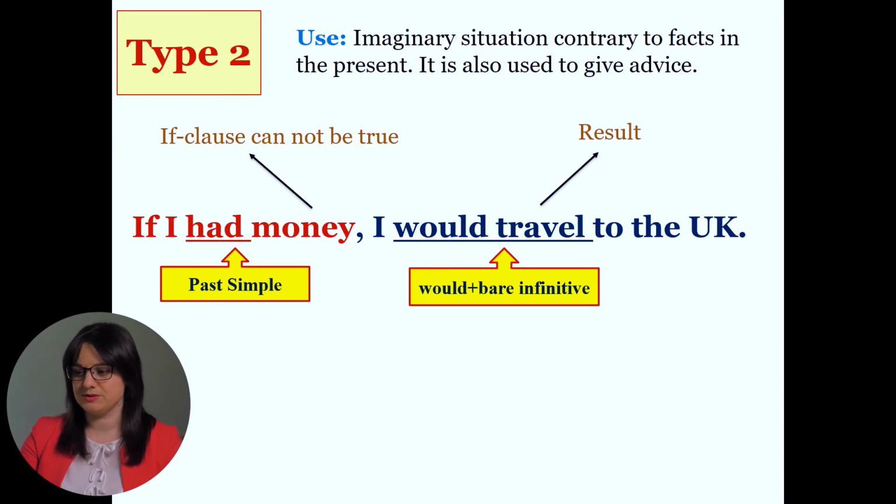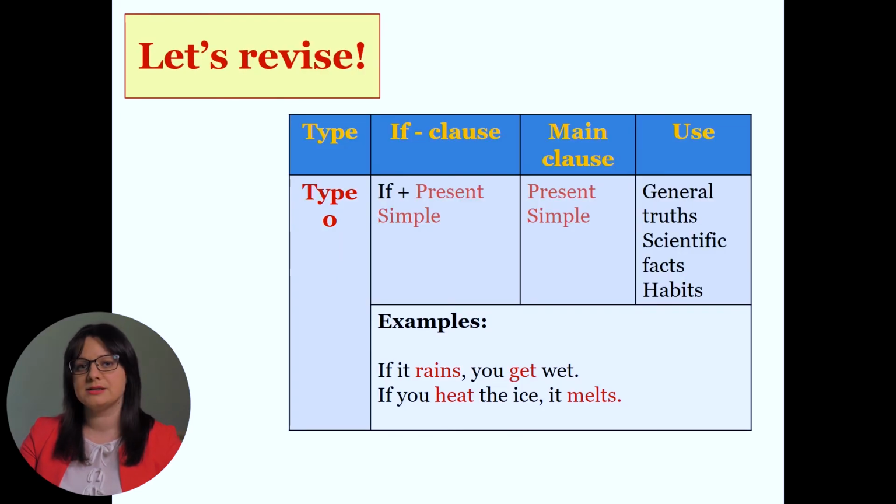Let's revise one more time. So here we have type 0. The tense that we use is present simple. It expresses general truths, scientific facts, and habits. Look at the example. If it rains, you get wet. Or, if you heat the ice, it melts.